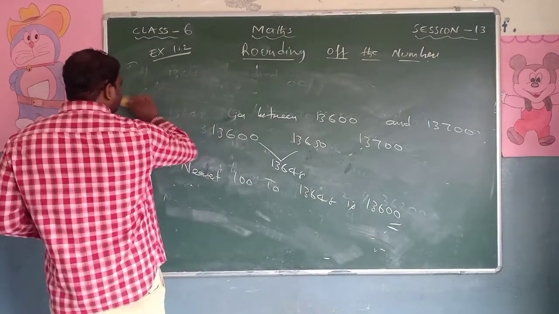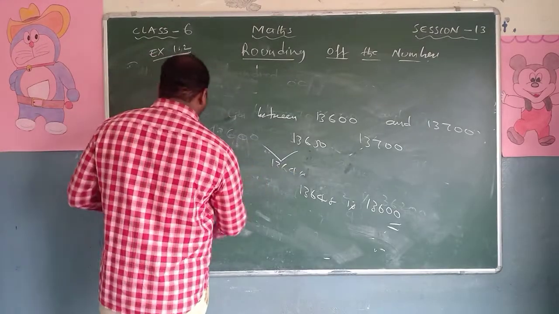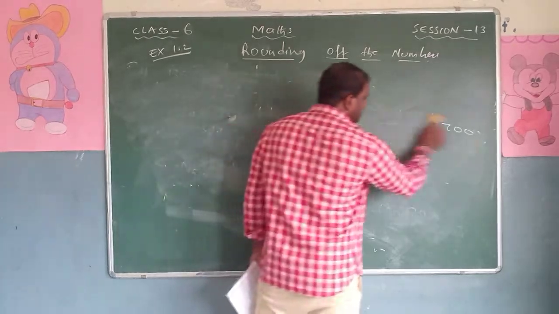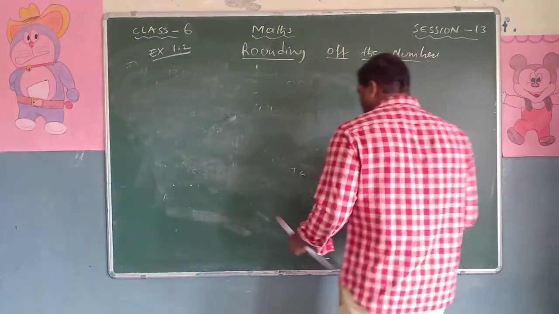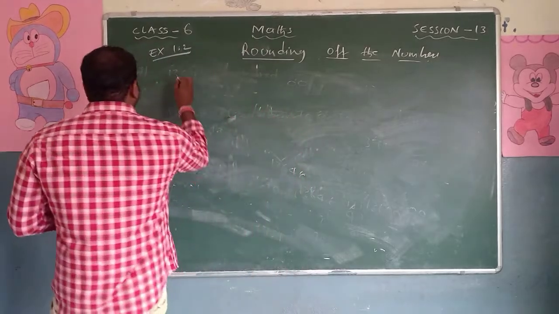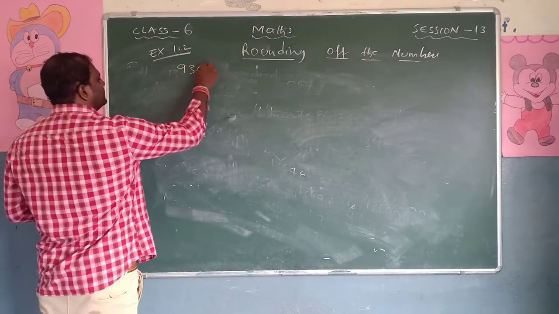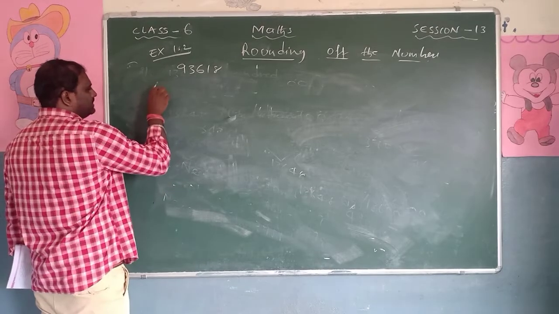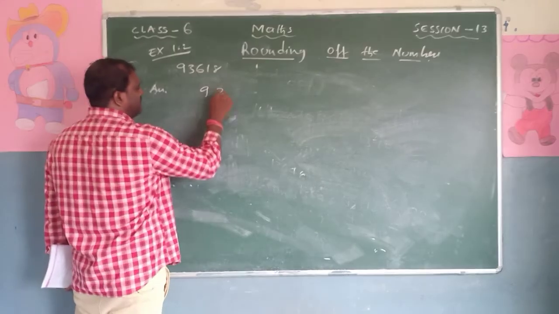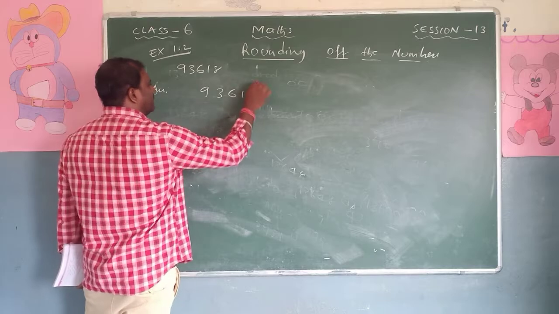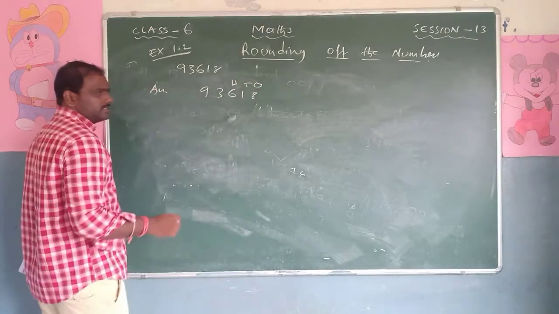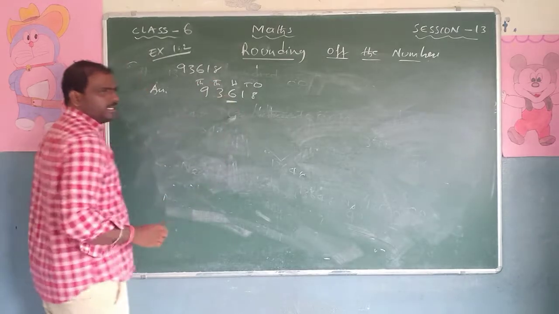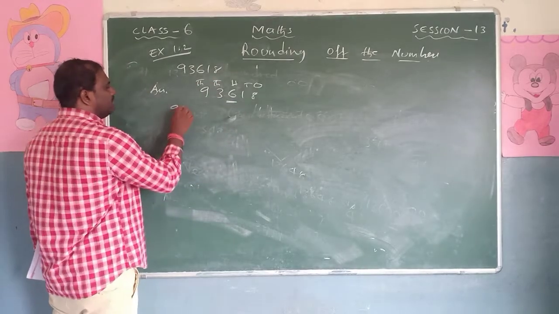Got it? Next, I will go for one more question. The same type of question. In this case, most of the questions are given between 600 only. Look at the next question also. What is the next question? 93,618. Answer. The same pattern you have to follow. 93,618. Ones, tens, hundreds, thousands, and 10,000. So how many hundreds are there? 6 hundreds.